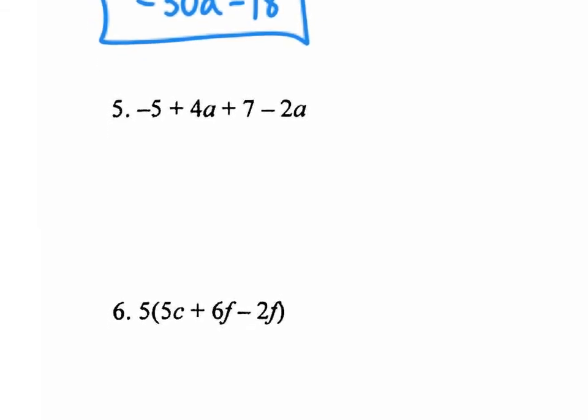Number 5. Let's combine like terms. Again, A's with A's and numbers with numbers. So I'm going to use different symbols. I'm going to use the circle first. Plus 4A minus 2A. If I have $4 and owe $2, I'm going to have $2 left over. And then I want to combine the minus 5 with the plus 7. What do I get? Minus 5 plus 7 in your head. You get positive 2. There you go.